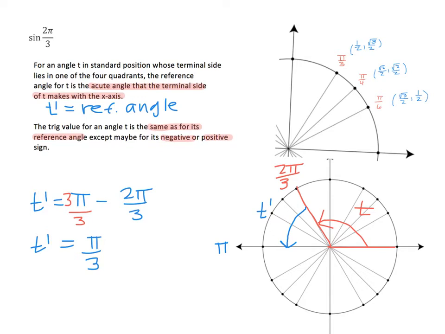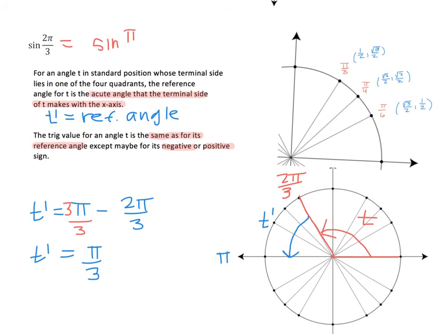So when we evaluate sine of 2 pi over 3, we can say that it is the same as the sine of its reference angle, pi over 3. We just need to check out what goes out in front, a plus or a negative. Okay, so we look at our angle 2 pi over 3. It is in quadrant 2, and in quadrant 2, sine is positive. So our sine is going to be a positive of whatever the sine of its reference angle is.